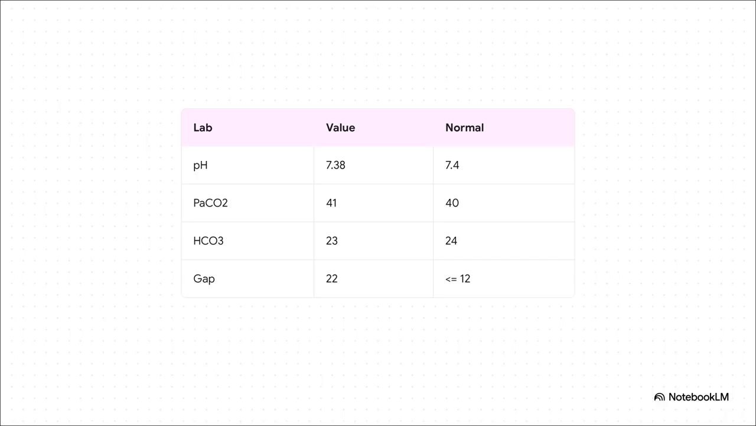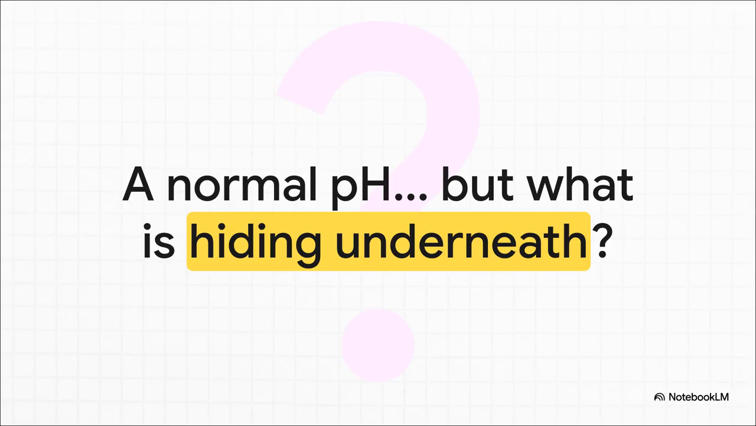A 23-year-old man presents with vomiting. Look at the pH, 7.38, CO2, 41, bicarb, 23. Honestly, on the surface, these numbers look incredibly, confusingly close to perfectly normal. It is so tempting to just send this patient home. But we're clinical detectives, right? We never stop at the surface. What is hiding underneath that normal-looking pH? I challenge you to look past the 7.38 and notice the glaring, screaming clue hidden right in the math.